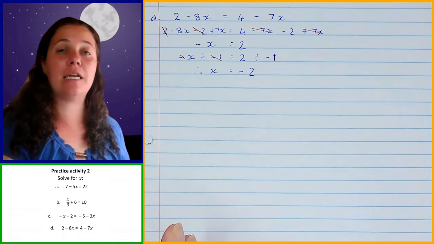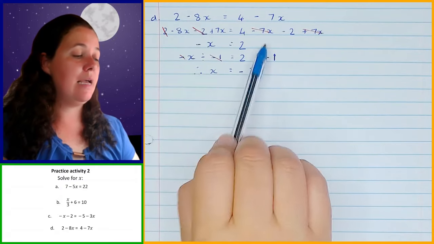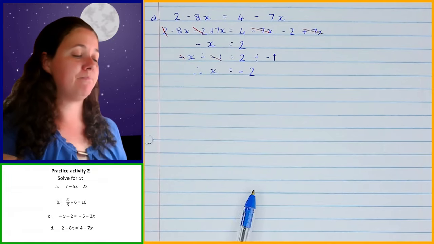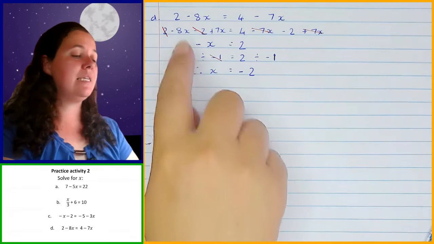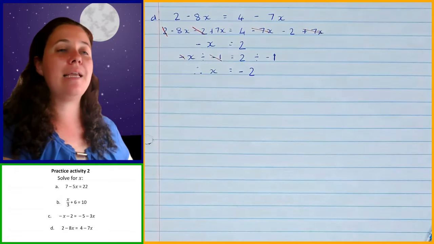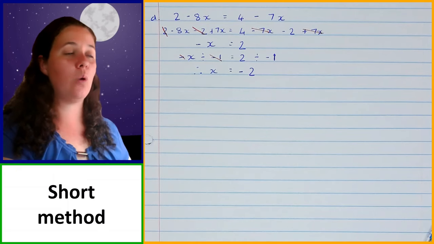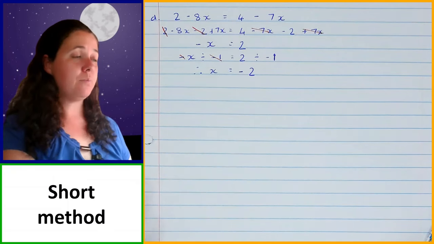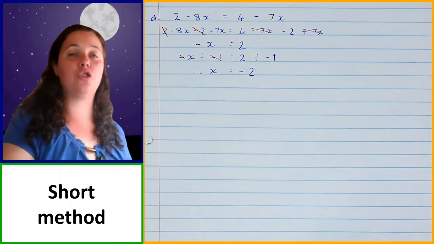And again, you can check it by subbing in negative 2 for x over there and negative 2 for x over there, and you should find that they both come out to the same answer on the left-hand side and the right-hand side. Okay, so now this is a bit long and complicated. Now there is a shorter method that we can use to simplify these equations. So let's have a look at a very simple example where we do it the same way we've been doing it up until now, and then I show you the short method.